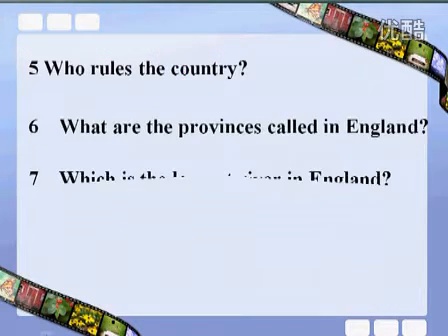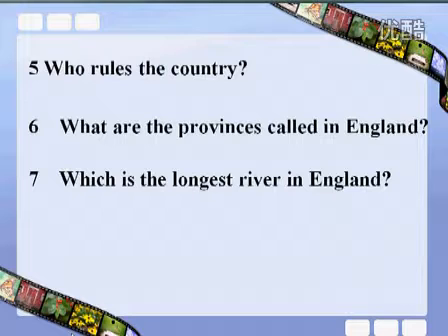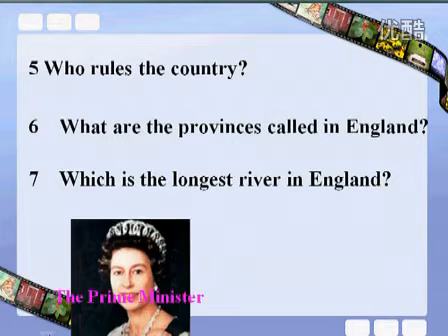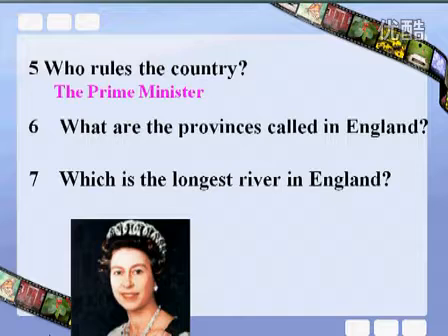Okay, now next question. Who ruled the country? Okay. Now look at this question. Who ruled the country? Maybe the Prime Minister. Okay. This is an easy question. Okay. Now look at next. Now what are the provinces called in England? Maybe it's called countries. Okay.